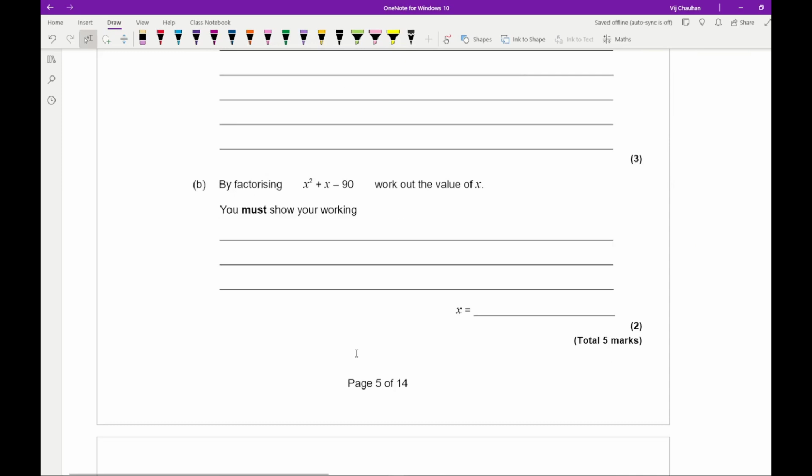Then finally, for the last bit, it says by factorising x squared plus x minus 90 to work out the value of x, you must show your working out. So here, factorising this, again, we want to use our brackets. We want 2 numbers that multiply together to give you minus 90, but added together give you positive 1. So the numbers you want to pick are plus 10 and minus 9. Remember that equals 0, because we then need to work out the value of x. So we factorised the expression, which is this part here. We now need to work out the value of x. From this, we can find out that 2 possible values are x equals minus 10 or positive 9.